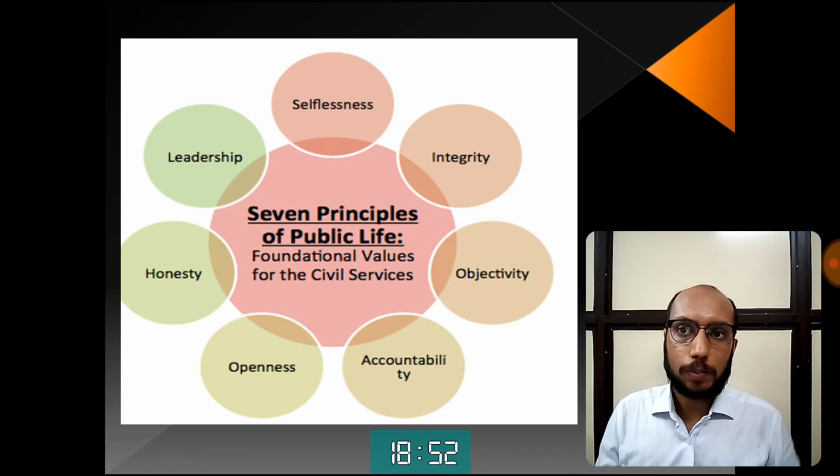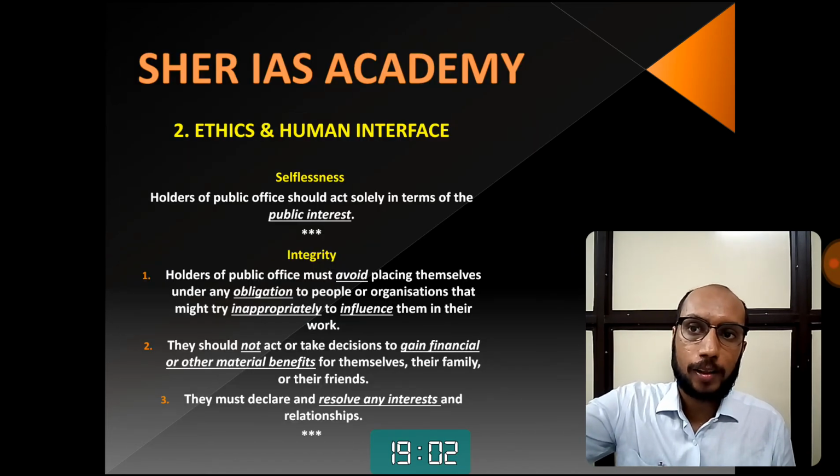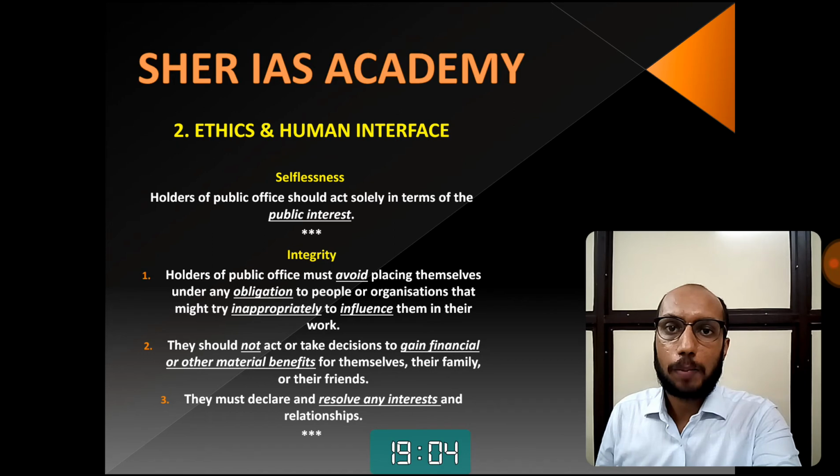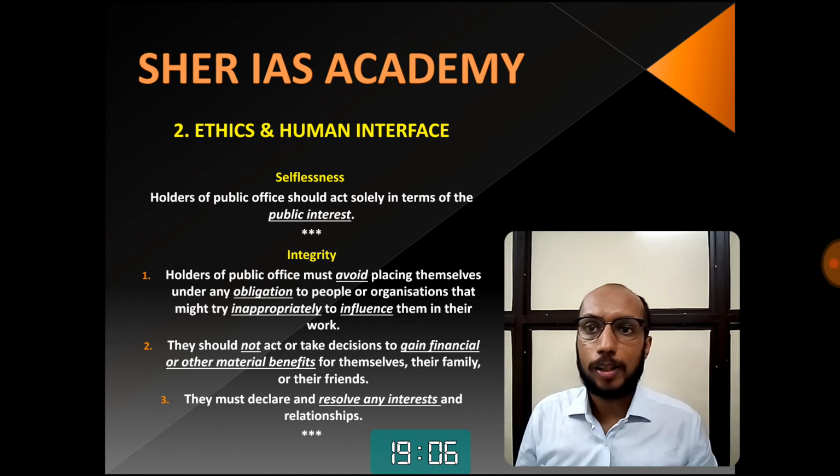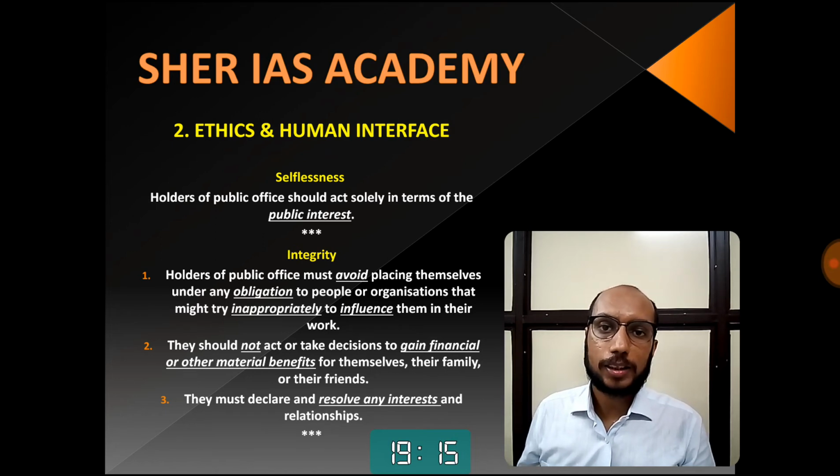So these 7 principles, ये आपको रट्टा होने चाहिए, समझ में आना चाहिए, इसके बारे में आपको 1 मिनट भी सोचना नहीं चाहिए. ये 7 आपको उस प्रकार से याद करना, आप कोई भी अपना शॉर्ट फॉर्म बना लीजिए उसको याद करने के लिए. और यहाँ पर हमने आपके सामने डेफिनेशंस रख रखे हैं एक प्रकार से. सेल्फलेसनेस का मतलब ये है कि पब्लिक इंटरेस्ट में काम करना है. इंटीग्रिटी का मतलब ये है कि आपको अपने आप को किसी के भी ऑब्लिगेशन के अंडर प्लेस नहीं करना है, किसी के भी दबाव में प्लेस नहीं करना है.